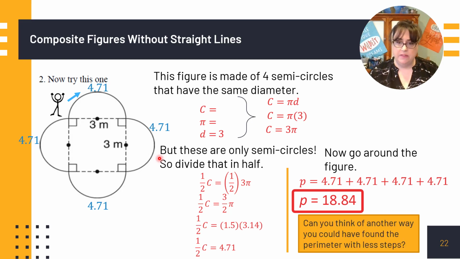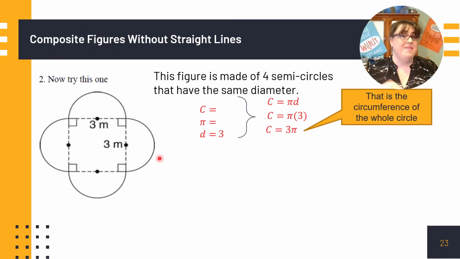But it's interesting, if we want to think about this, can you think of another way that we could have done this in fewer steps? There's a really interesting way to do this. Not every single time that you do this problem do you always have to take 1/2 of that and then add them all together. You can use some logic to do fewer steps.